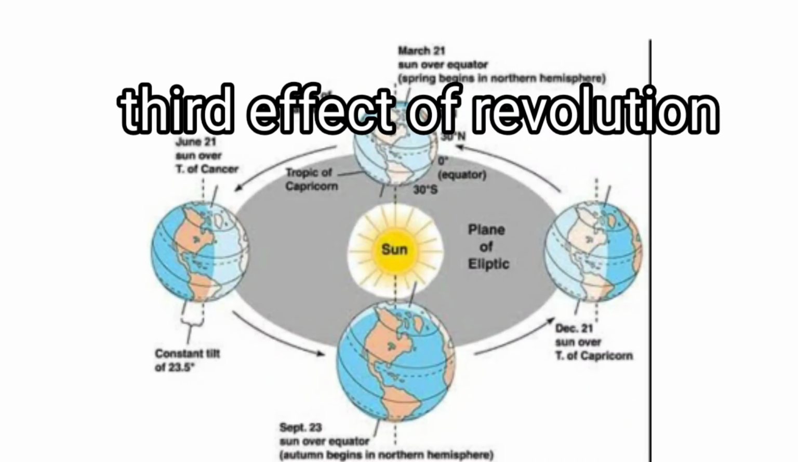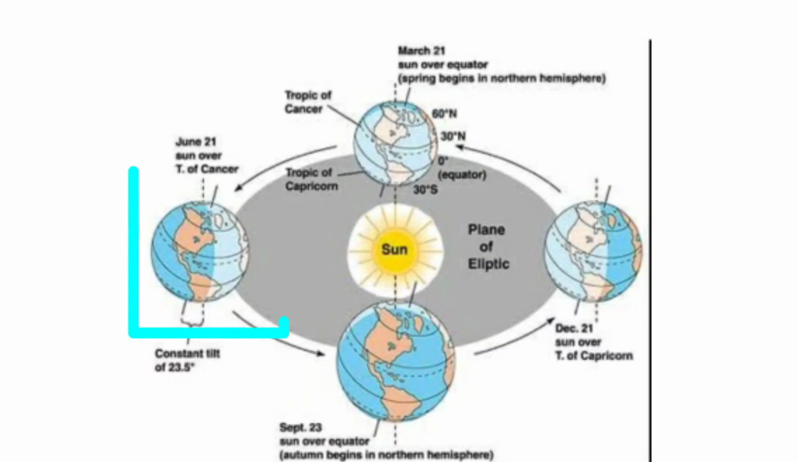So let's see the same positions of Earth. In the first position, the northern hemisphere experiences summer. So in the northern places the daytime will be more, and in the southern places the daytime will be less. In the same diagram, the north experiences less night, and the southern hemisphere experiences larger night.